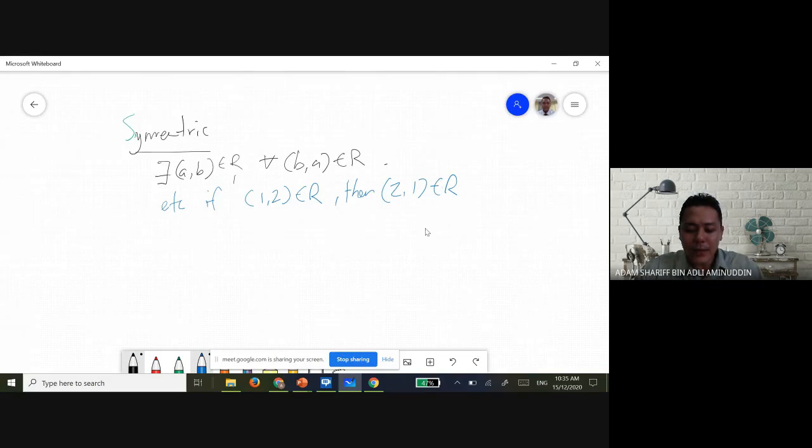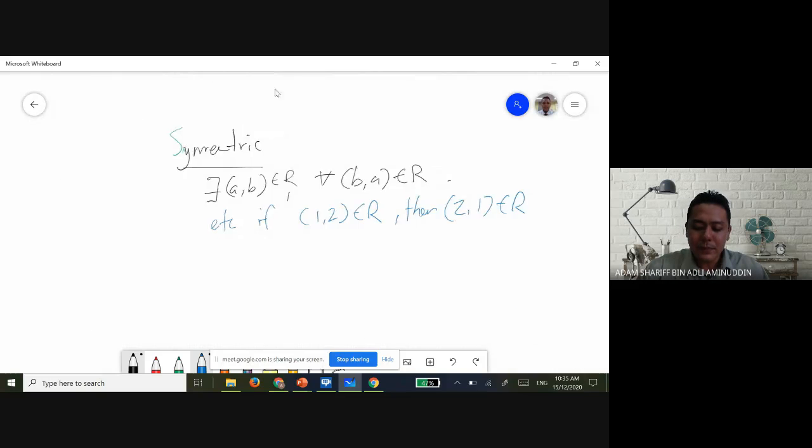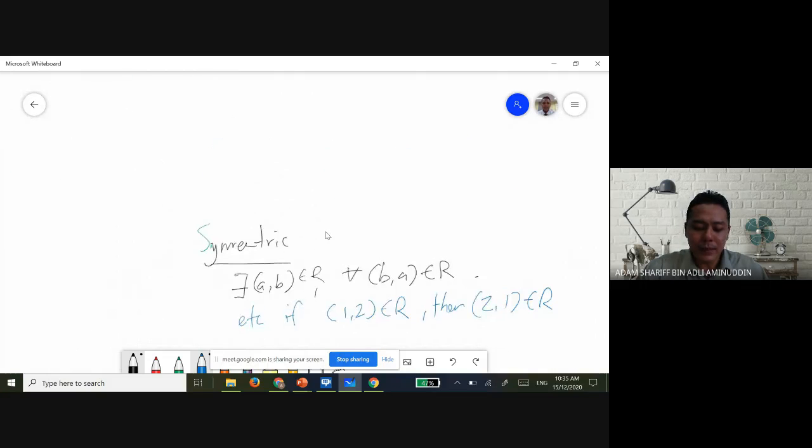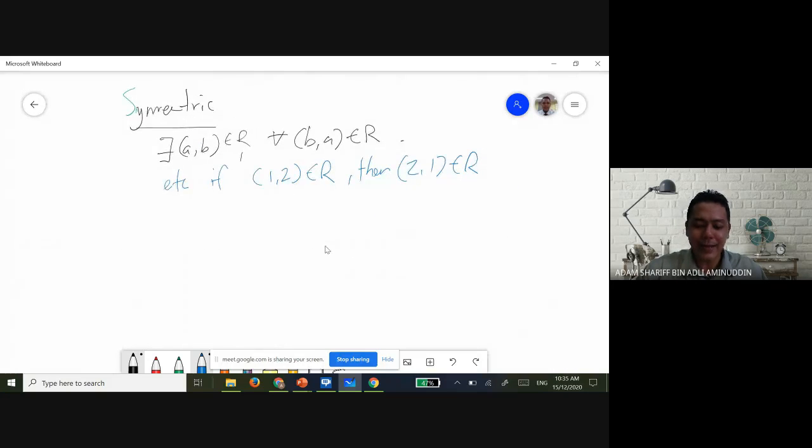Okay, first of all, I would like to ask you guys, okay, this is 1, this is 2, this is 2, and this is 1. Obviously, 1 is not equal to 2. Okay, establish that in mind first. Establish the fact first. 1 is not equal to 2. Okay, antisymmetric.